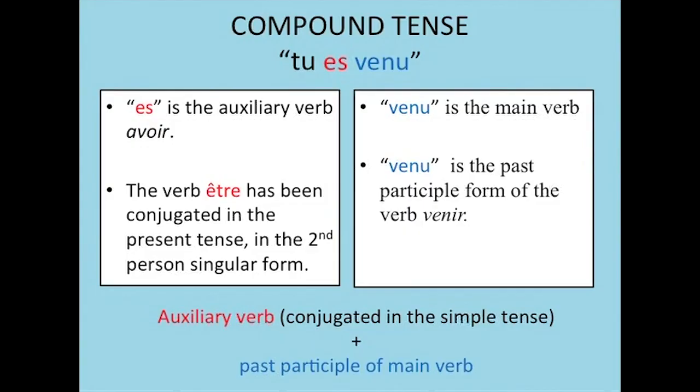The other two words are the two verbs that form the passé composé. The second verb, which in this case is venu, is the main verb. Venu is the past participle of the verb venir. The verb être has been conjugated in the present tense, second person singular. So you have the verb être conjugated in the present tense followed by the past participle of the main verb.